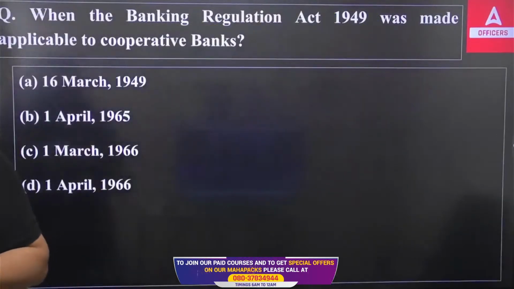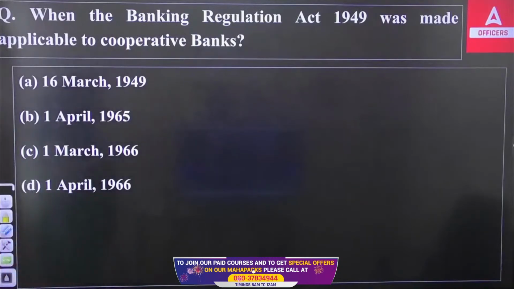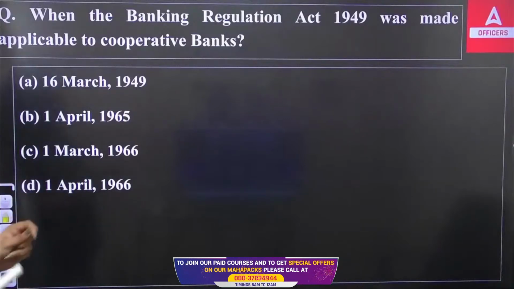Is it 16th of March 1949? Is it 1st of April 1965? Is it 1st of March 1966? Or is it 1st of April 1966? What do you think? Which of the following is the date from when we have implemented the Banking Regulation Act for the cooperative banks?